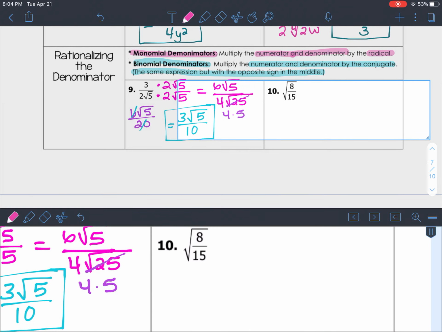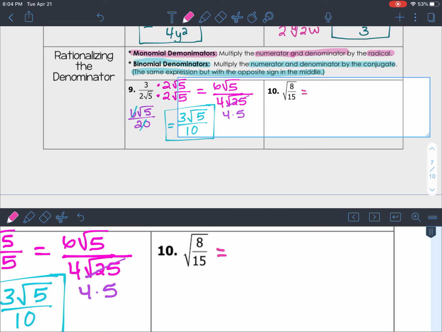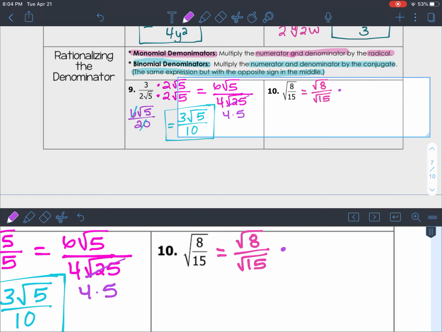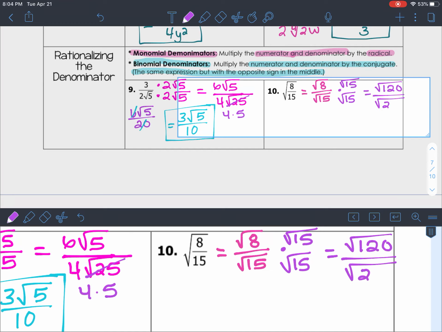So if I wanted to do a problem like number 10, I need to start by splitting this up to where it's the square root of 8 over the square root of 15. And then from here, I can go ahead and multiply the top and the bottom both by the square root of 15. So when I multiply 8 by 15, I get 120 on the top. So the square root of 120 is on the top, and the square root of 225 is on the bottom.